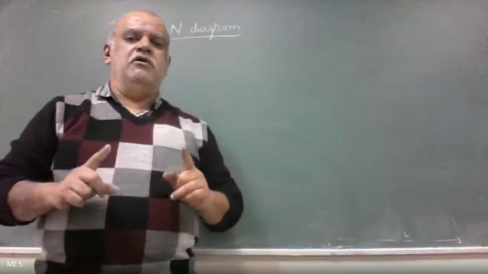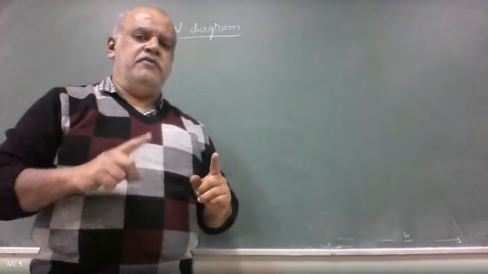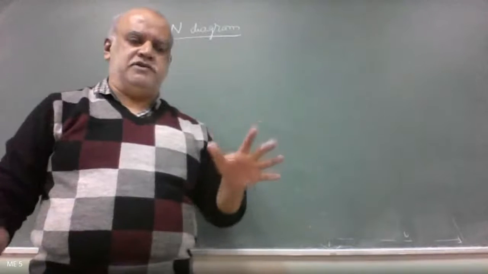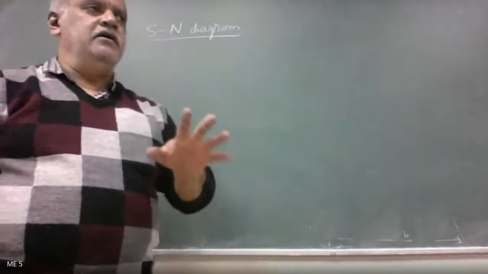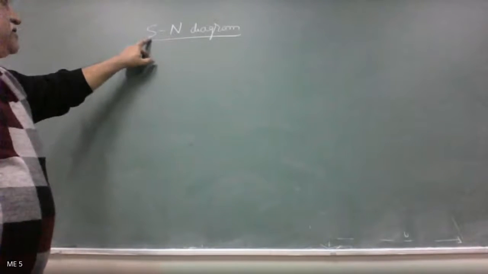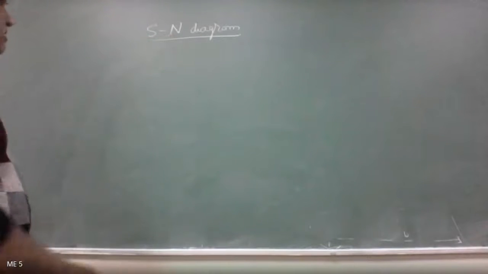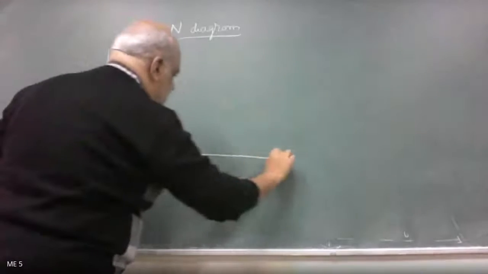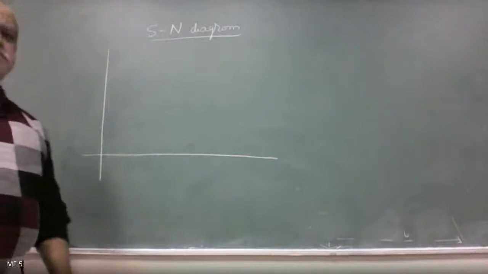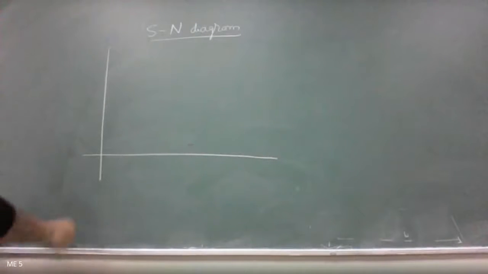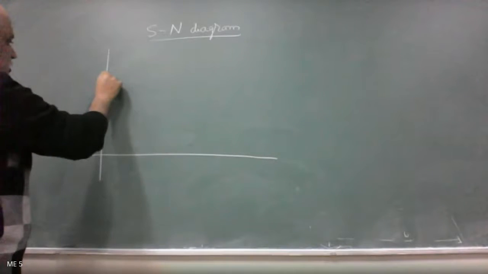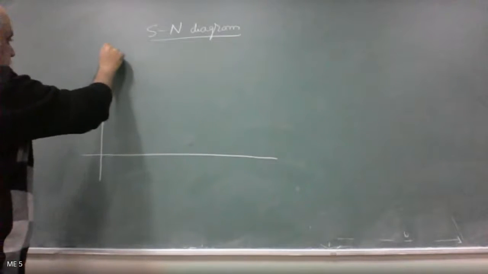That stress is called what? Fatigue stress or endurance stress. Okay, so now let's understand what is the SN diagram. S essentially stands for stress and N is number of cycles, right? So what I do is I take several specimens. I subject those specimens to various stresses.